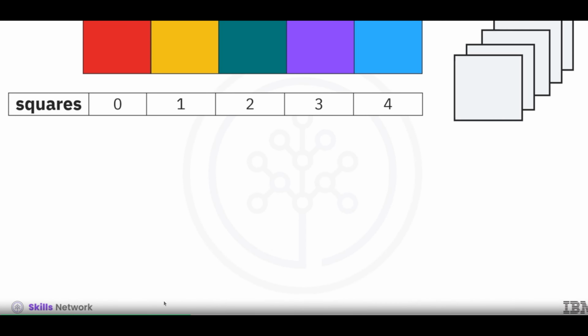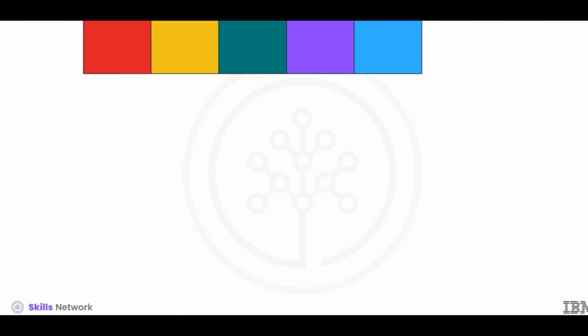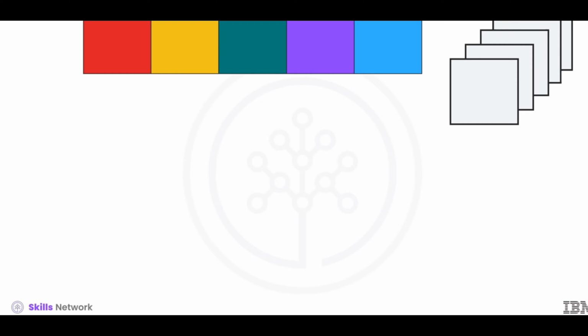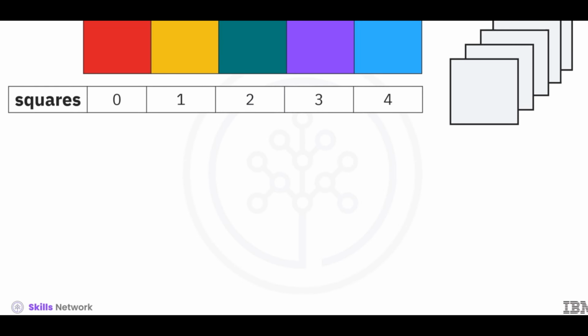If we are going to perform a similar task over and over, consider the group of colored squares. Let's say we would like to replace each colored square with a white square. Let's give each square a number to make things a little easier, and refer to the group of squares as squares. If we wanted to tell someone to replace square 0 with a white square, we would say, replace square 0 with a white square.